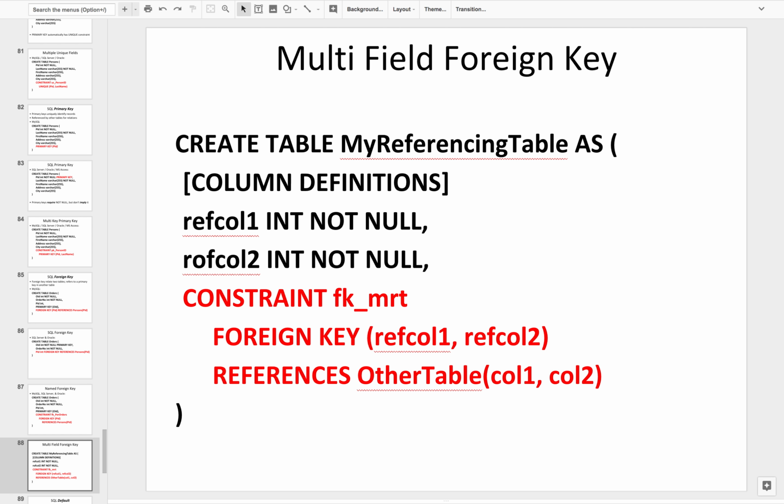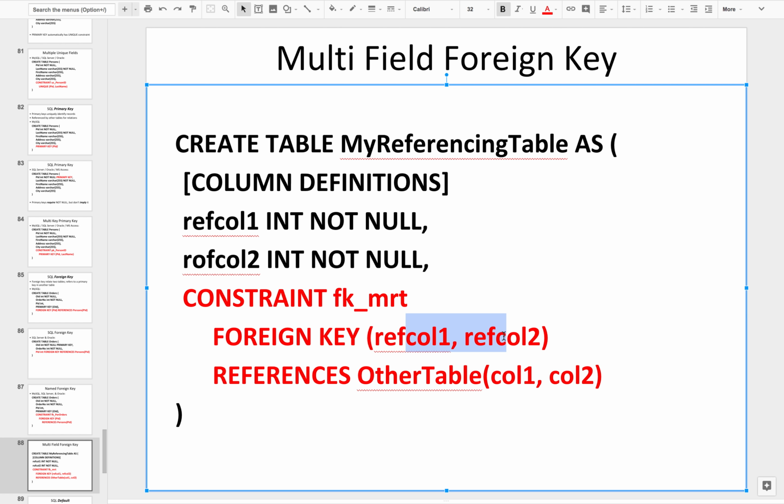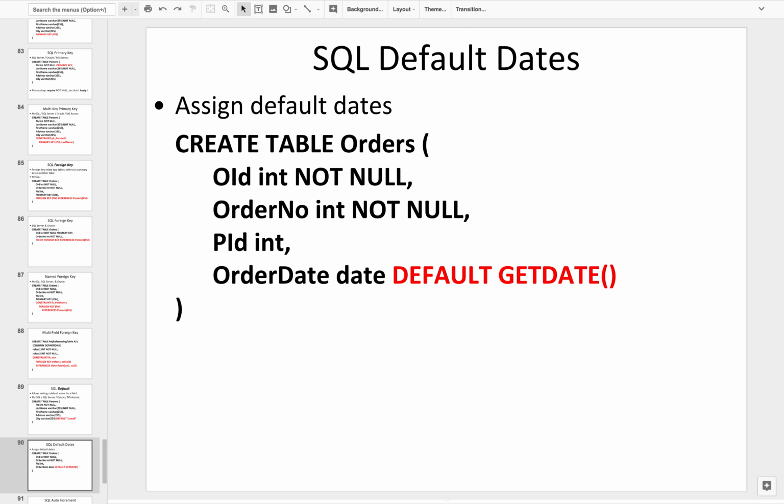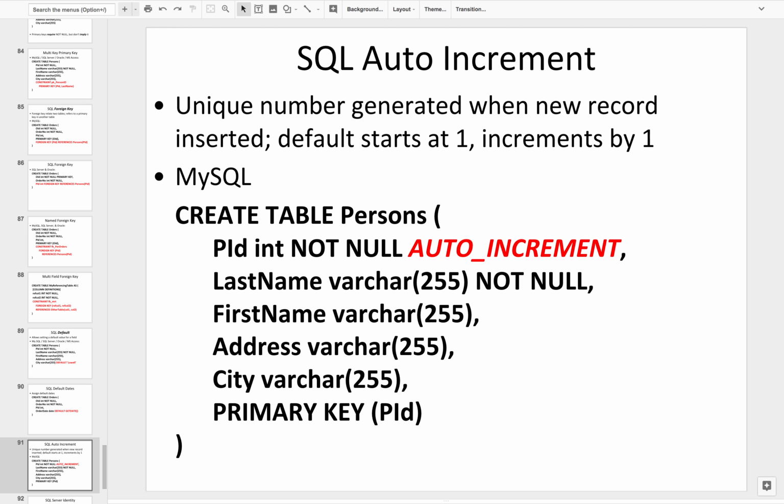You can combine keys. The primary key on a table could be a multi-key primary key, so when you refer to it, you also have to provide the multiple keys. Defaults allow you to define default values, either numerical or string, or retrieve the current date if it's a date field.